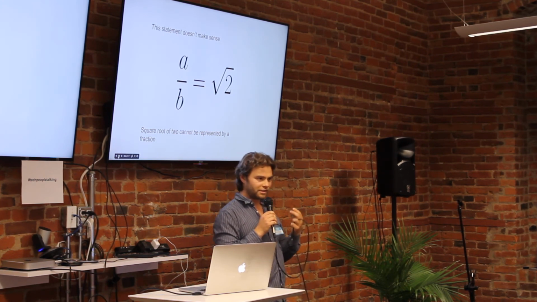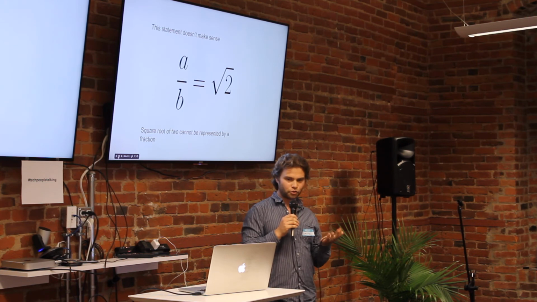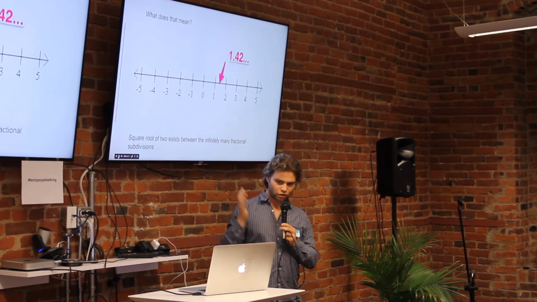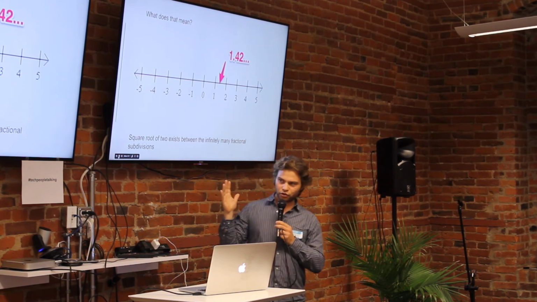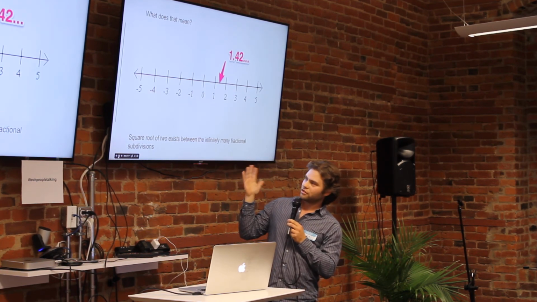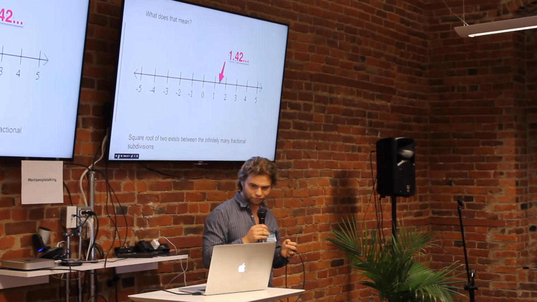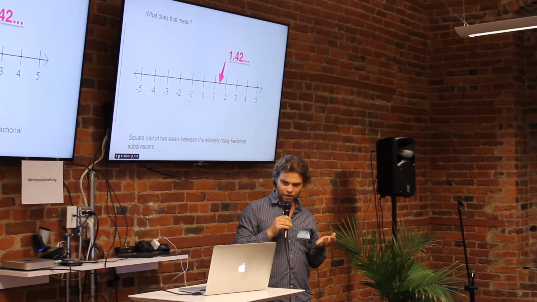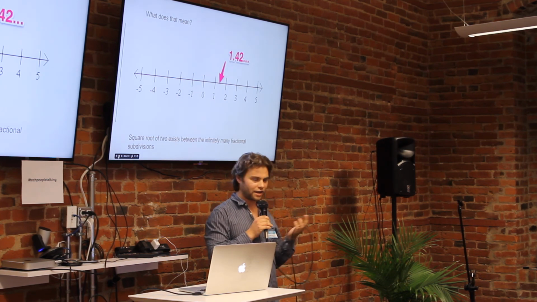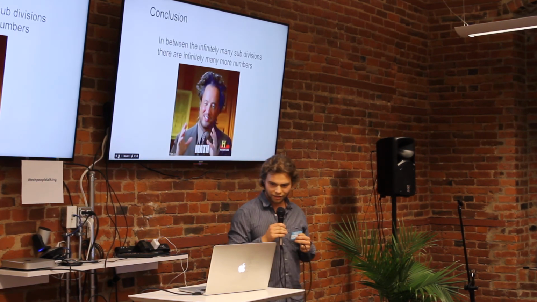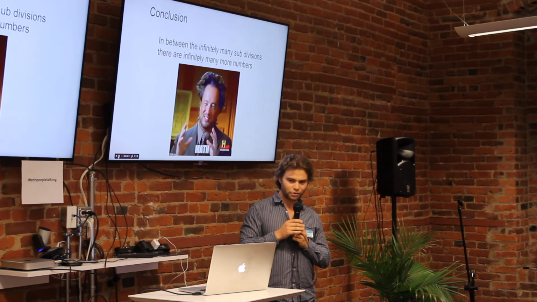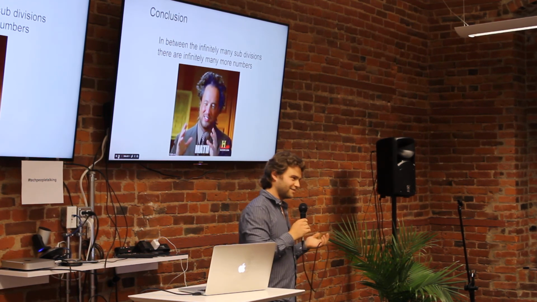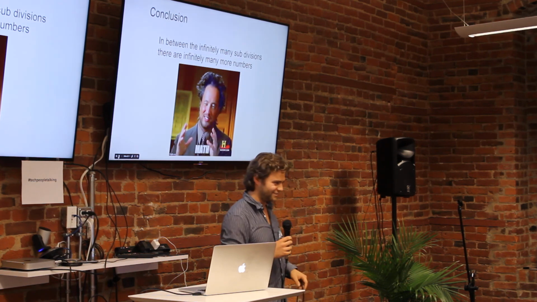So even though we've subdivided the space in between 1 and 2 infinitely, there are still cracks, there are gaps in between our infinite subdivisions. So these are called real numbers or irrational numbers, and fractions are rational numbers. So just to conclude, in between the subdivisions, there are infinitely more numbers.